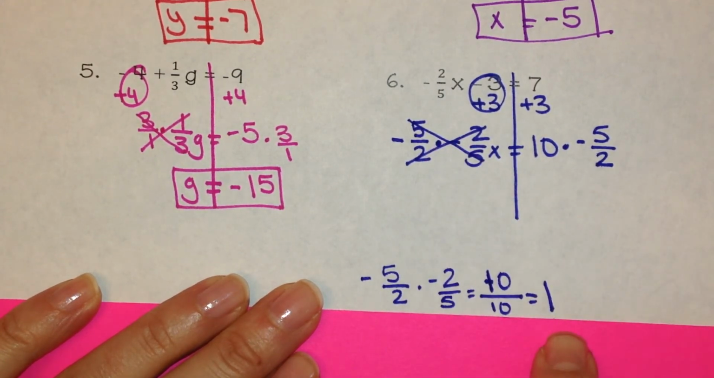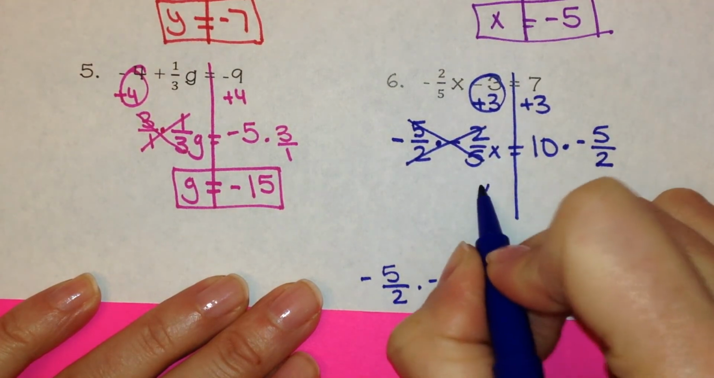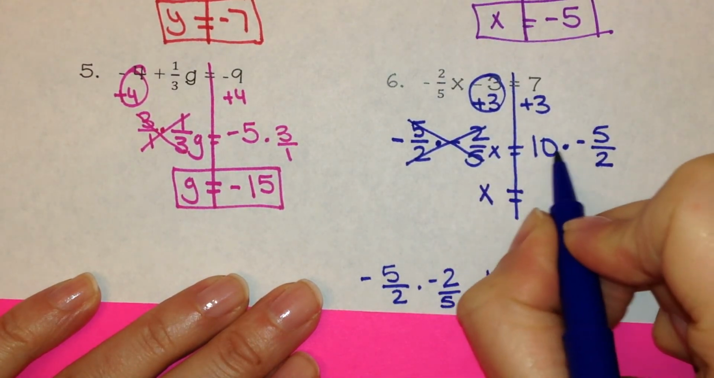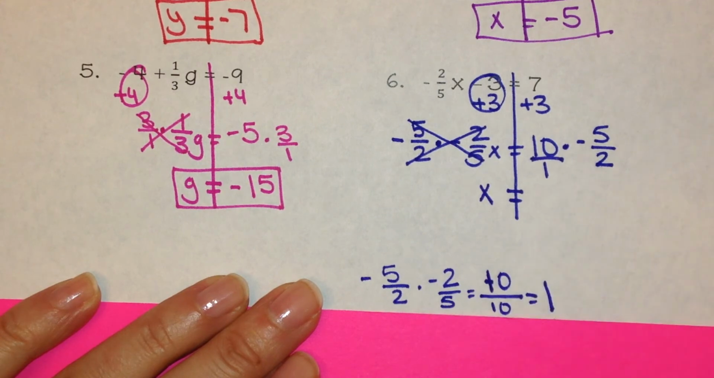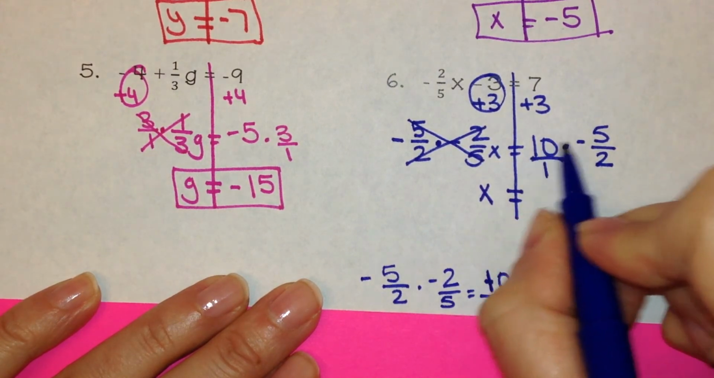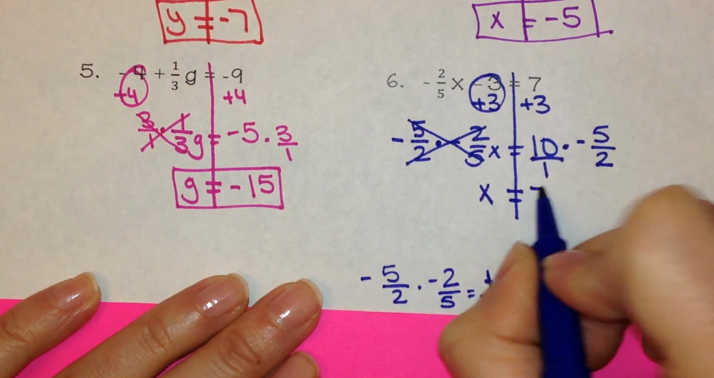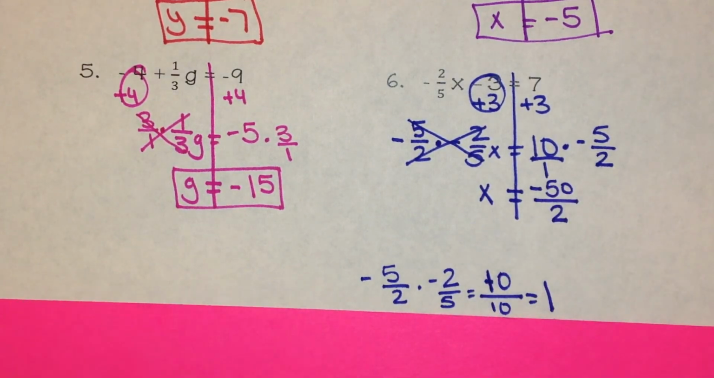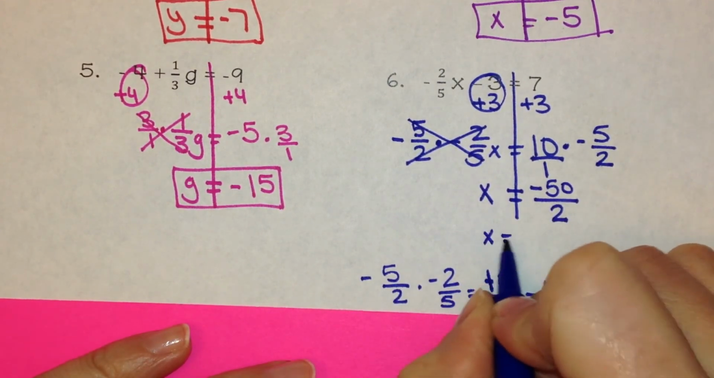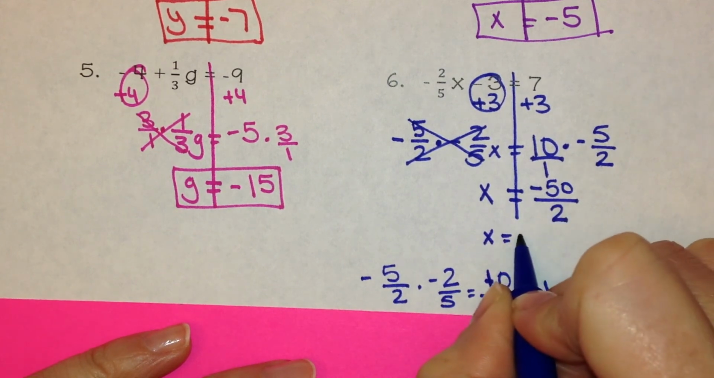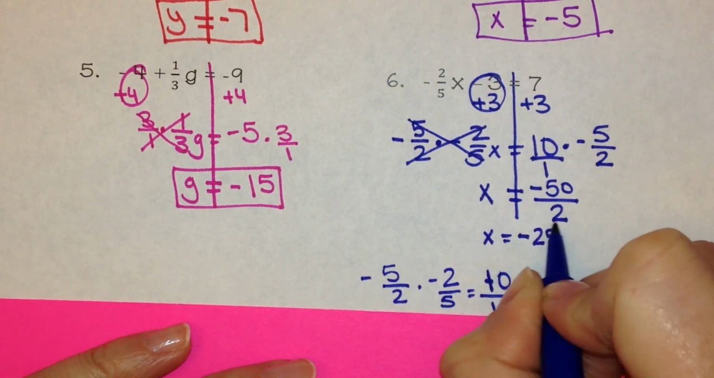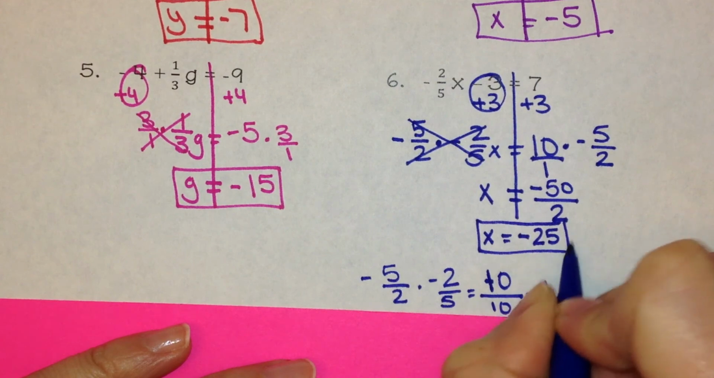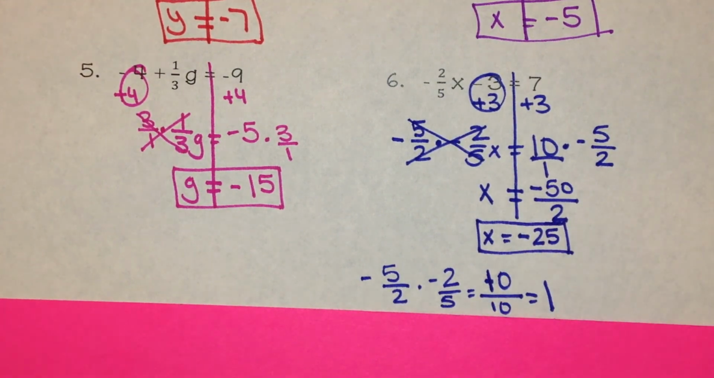It just equals 1. So 1x is equal to, all right, I'm going to put the 10 over 1 so I can just multiply. 10 times -5 is -50, over 1 times 2 is 2. Remember, anytime you have a whole number to make it into a fraction, put a 1 below it. All right, I need to reduce. X equals -50 over 2 is -25. All right, hopefully you were able to solve all of the two-step equations.